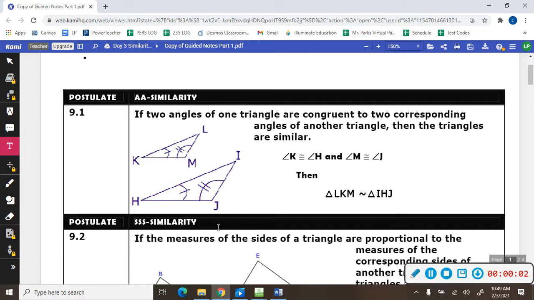So today we're going to talk about similarity. And how do you know if two triangles are similar?